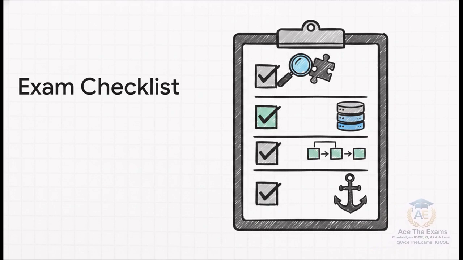Ask yourself, did I identify the exact command word requirement? Have I clearly classified the data? Is my process sequential? And, crucially, is my answer undeniably anchored to the scenario? If you can check all 4 boxes, your progress bar is at 100%, you are successfully meeting all of the examiner's expectations.